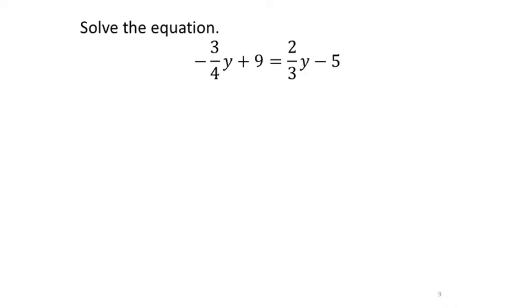So we're going to solve this equation. Negative 3/4 y plus 9 equals 2/3 y minus 5. Let's go ahead and get started on this one. There are a couple of different ways to do this, but I'm going to stick to the way that we did it last time in class, okay?